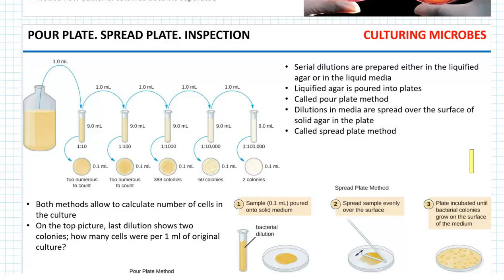So what you do, you make serial dilutions of that original culture. Do follow? The more you dilute, the fewer bacterial cells you have in your dilution, the lower the concentration. Agreed?